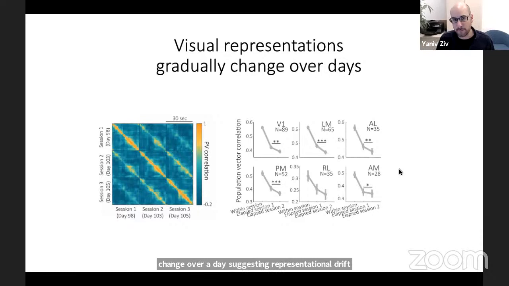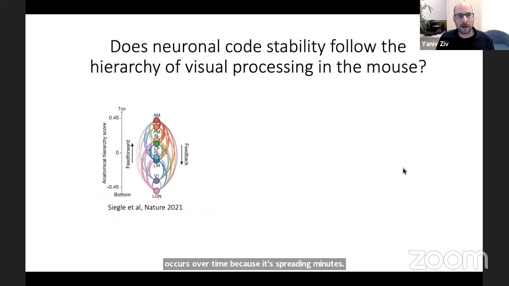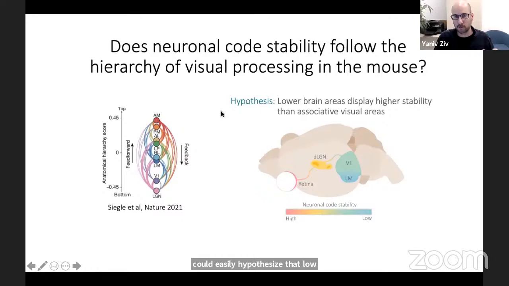Now, what we wanted to ask next is to what extent does the neural code stability follow the hierarchy of visual processing in the mouse? So as we heard earlier from Josh and others, recent studies by the Allen Institute established the hierarchical organization in the visual cortex in which LGN is at the bottom and area AM is at the top. And one could naively hypothesize that lower brain areas, those that are closer to the primary sensory synapses or to the sensory organ itself, would display higher stability than higher, more associative areas. And this is something we wanted to address using the data.